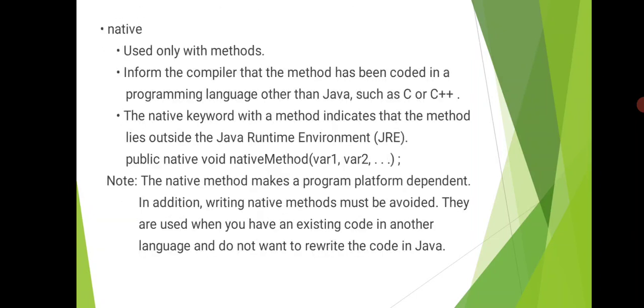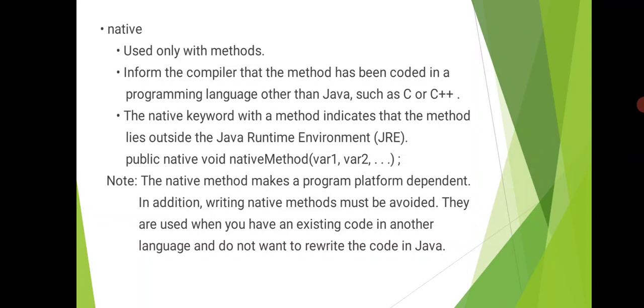Next we study the native keyword. The native keyword is another permitted modifier. Native means that it is other than Java code. Using the native keyword we can create only methods. We can't create classes or variables using a native keyword. Using the native keyword we can only create methods. So what does its syntax look like? public native void returnType, then native method argument list. So this is the syntax for the native keyword to create native methods.